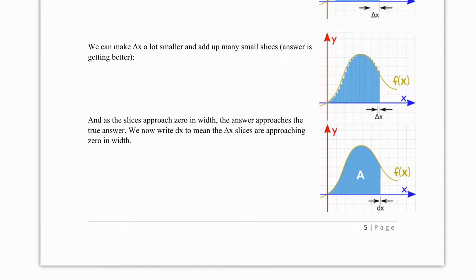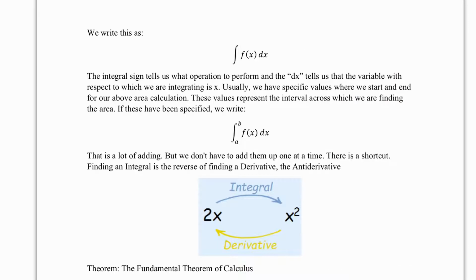So we would write this as the integral of f(x) dx. So this little symbol here is called the integral sign. It tells us what operation to perform, and the dx tells us the variable we're going to be integrating with respect to. Now, to do this in real, true mathematical form, you have to do a limit, and there's a bunch of complicated technicalities that we're going to gloss over for right now. And what we're going to do instead is take a bit of a shortcut. Usually, we, of course, have specific values for our calculation.